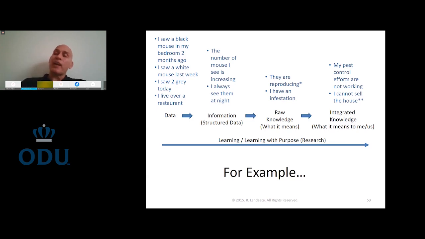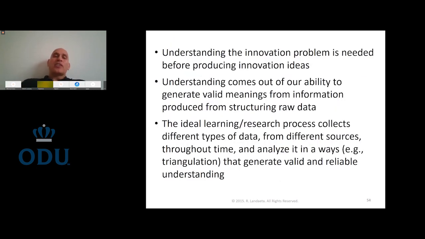Same thing with respect to, I cannot sell the house in integrated knowledge. Really? There might be people out there that actually like mice and may like to have a lab inside your house. So you cannot rule this out, and therefore you are making a statement that is not grounded in data and needs to be put out of your understanding of your problem. Understanding is a critical first step to come up with a scope of what you are actually trying to solve.